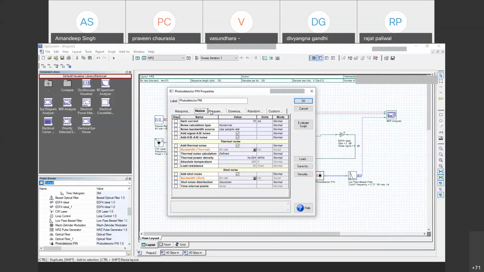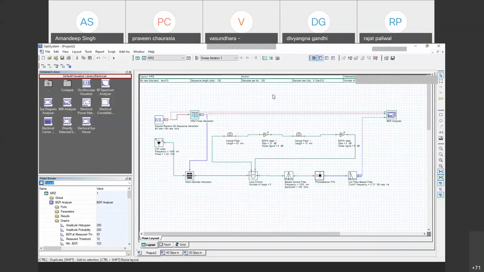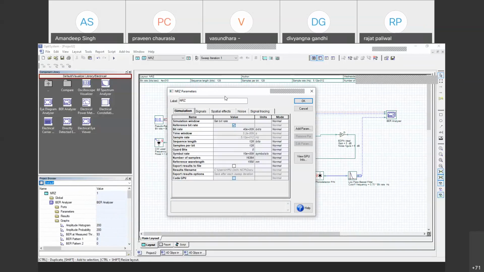One more question is regarding the system parameter. Can you open that window? Here we have taken a bitrate of 40 Gbps and a symbol rate of 10 Gbps. Can we take it like this, or do we have to take both the same value? You can take it like this. This is okay.